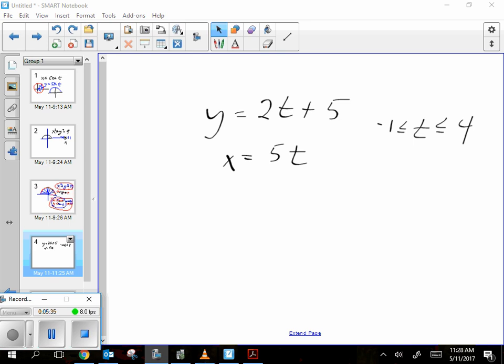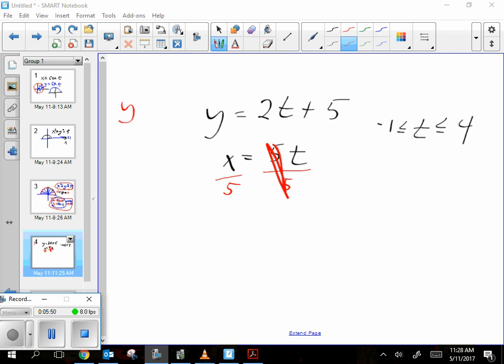Okay, so you probably solved this one for t. That's what I'm guessing you did, but I don't know. How many of you guys did it that way? That's most of you. Otherwise, could you have solved the other one for t? Sure. You could have solved this and said y minus 5 over 2 equals t. That would have worked also. But either way, you solve one of them for t, and then you stick it in the other one.